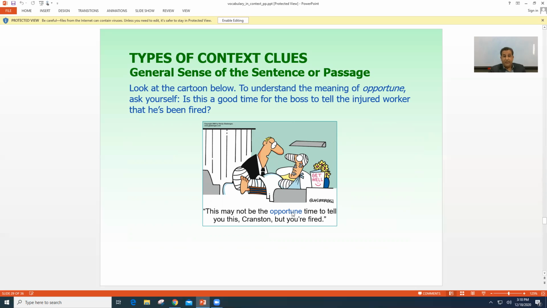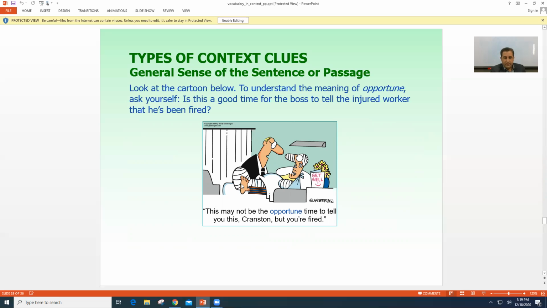Do you think it is a good time? A pleasant time? No, of course, this is not a good time because the person is already seriously injured and in a hospital. So what does the word opportune mean here? We can easily know that opportune here means it's not a pleasant time, not a good time, not an appropriate time, because the person is already injured on a hospital bed and the boss is saying that you are fired. So the general sense of the sentence has helped us to figure out this meaning.